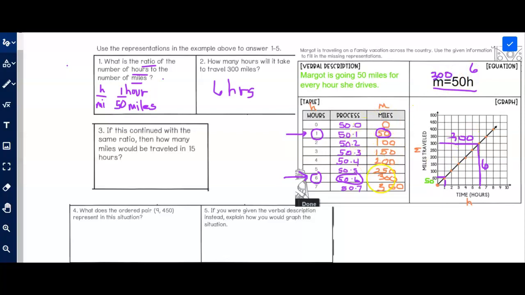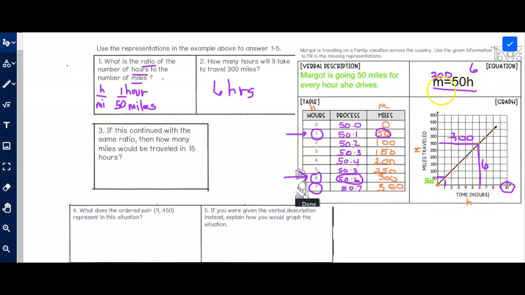So we could have generated it from the graph or the equation using that multiplication process. If this continues with the same ratio, how many miles would we travel in 15 hours? So we're looking over here at the chart, we're looking at the graph, we're looking at the equation. Well, 15 hours isn't going to show up on our graph. We ran out of room. We stopped at 10 hours. We stopped at 7 for the chart, reading it from the graph.